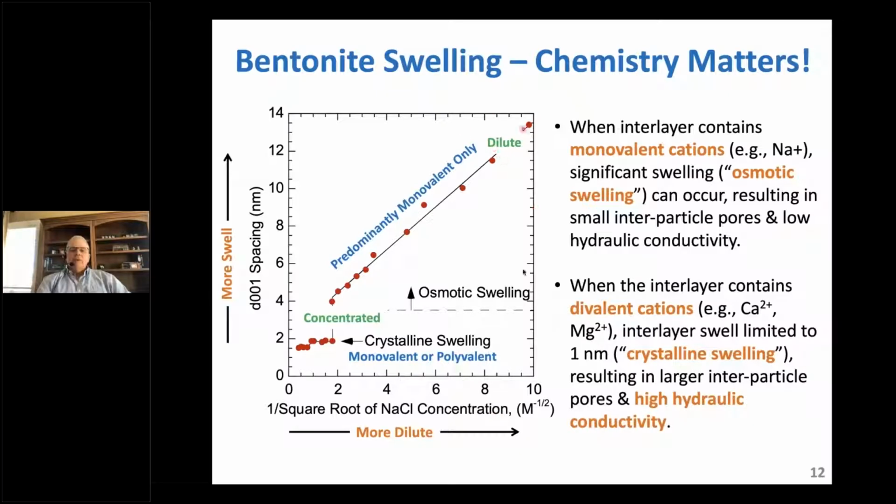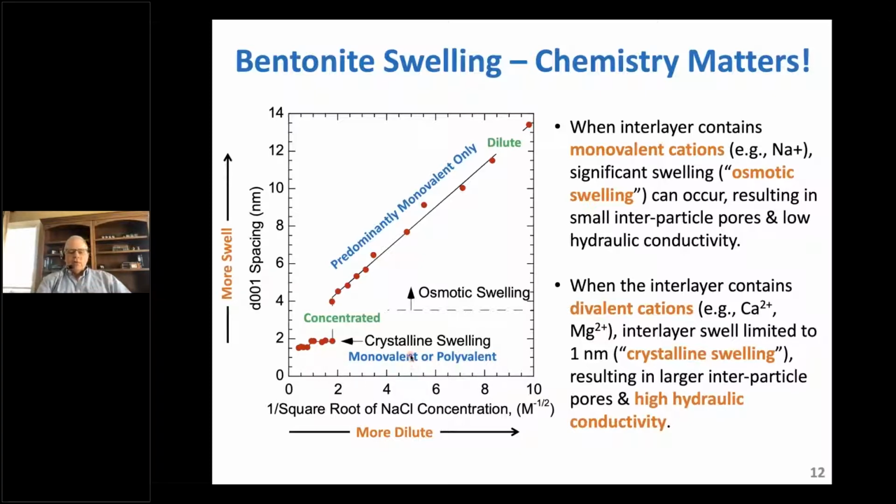If we have a very dilute solution way over here on the right-hand side of the x-axis, I show that as dilute in the upper right-hand corner, we get lots of swelling. On the other hand, if it's very concentrated, we get very little swelling. So in dilute solutions, we'll get a great deal of swelling, probably low hydraulic conductivity. Concentrated solutions suppress swelling, perhaps much higher hydraulic conductivity.